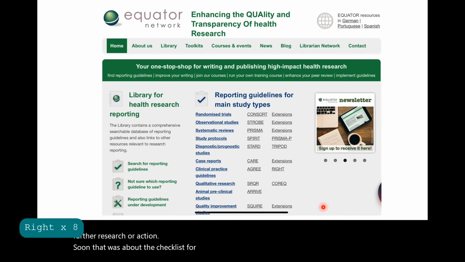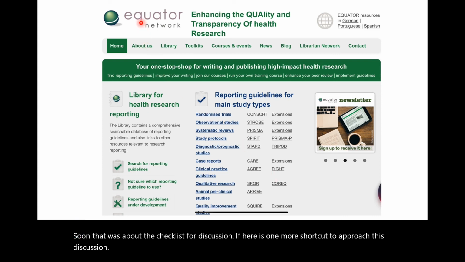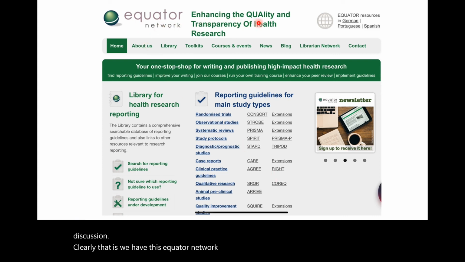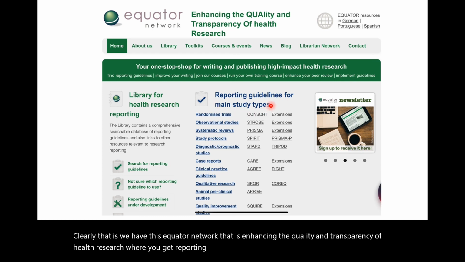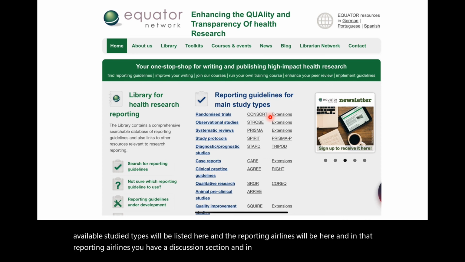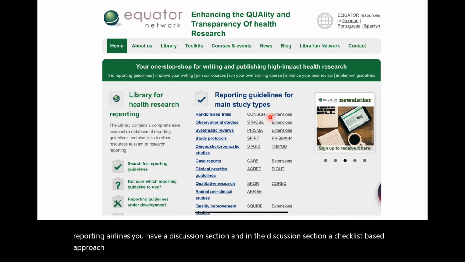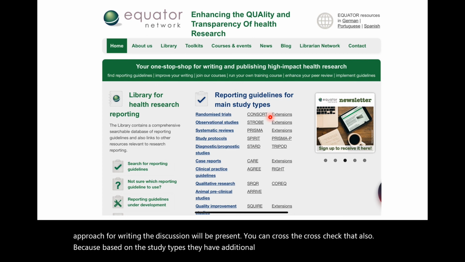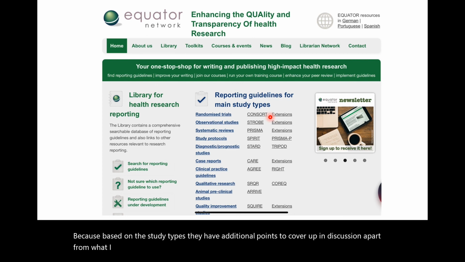Here is one more shortcut to approach the discussion clearly: the EQUATOR Network, which is enhancing the quality and transparency of health research, where you get reporting guidelines based on study types. The commonly available study types are listed here, and the reporting guidelines are here. In those reporting guidelines, you have a discussion section, and in that section a checklist-based approach for writing the discussion is present. You can cross-check that also, because based on the study types, they have additional points to cover in the discussion apart from what I have mentioned in this presentation.